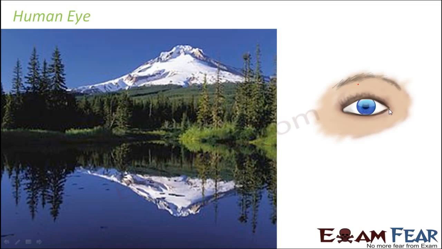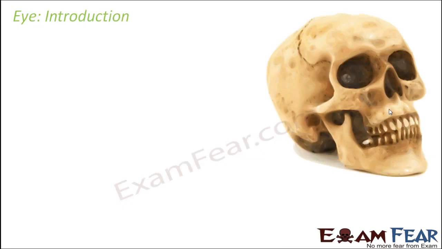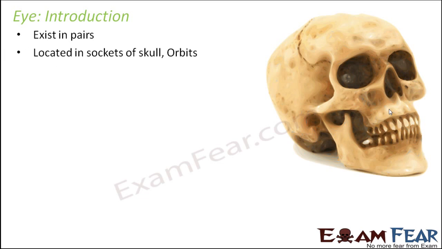In order to understand that, first we will have to understand the structure of the human eye: what are the different things present inside the eye and the function of each of them. So, where is the eye located? Eyes exist in pairs. We have two eyes, right? They are located in the sockets of the skull, which are called orbits. If you look at a skull, you have two sockets. These are the sockets where the eyes are located, and these sockets are known as orbits. So your eyes are placed inside these sockets.